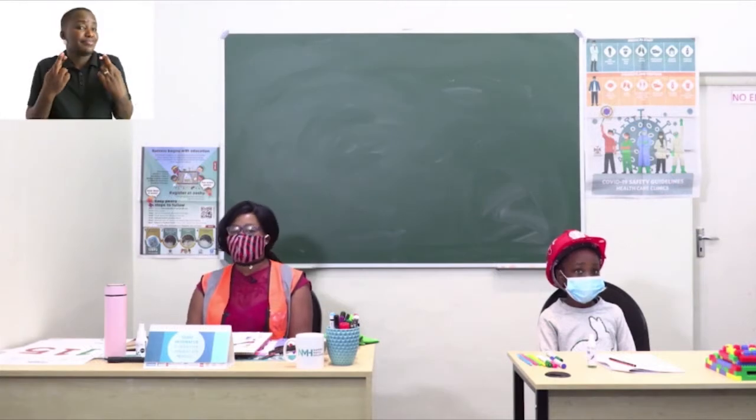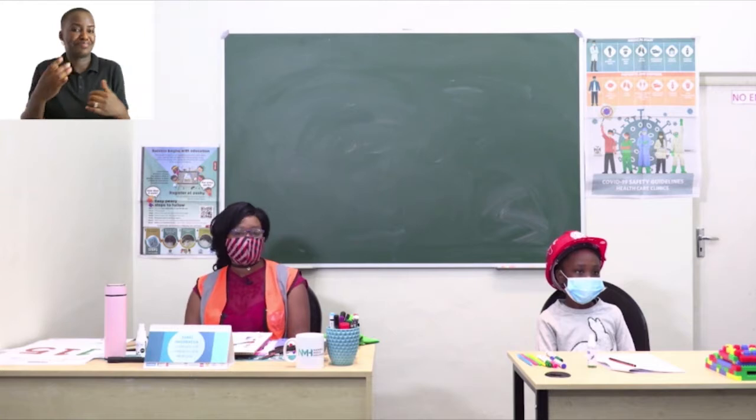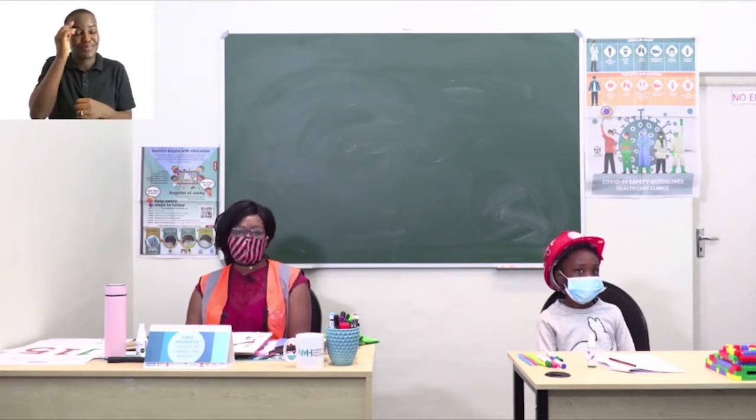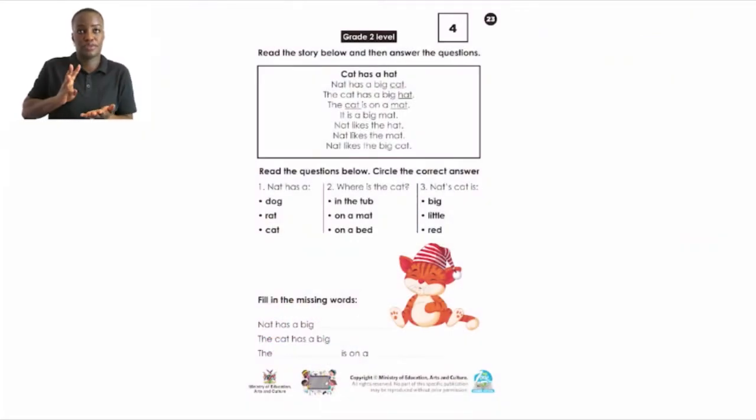I hope you enjoyed your maths activity. Remember, counting can be fun, especially if you know the answers. Let us now turn to page 23 for our next exercise. Here we have a reading exercise, a comprehension. But instead of you reading by yourselves, I am going to read with you, and then we will answer the questions together. The title is Cat Has a Hat.